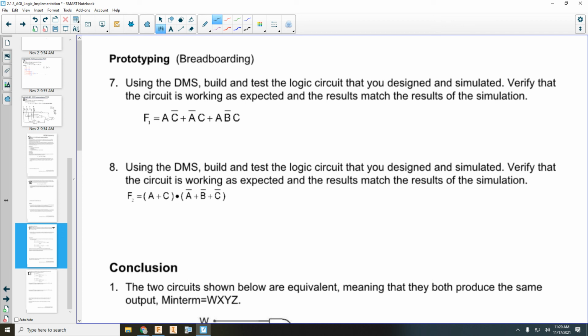This is an assignment that'll take some of you through Thanksgiving and beyond. Some of you may have homework on Thanksgiving if you don't have your breadboard working, if you wire it right the first time.